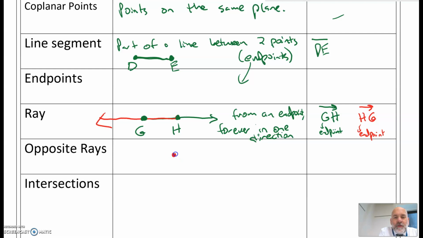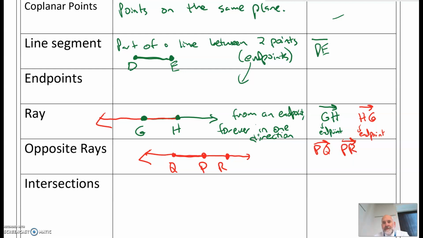Opposite rays would be a situation like this. Let's make it a little bit larger. Christmas colors. We'll make this P, and this is Q, and this is R. Opposite rays are two rays that start at the same endpoint and point in opposite directions. So PQ and PR are opposite rays.